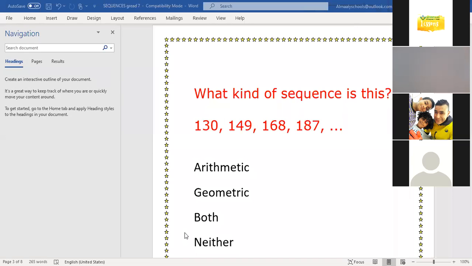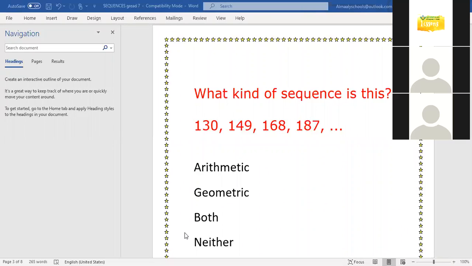Arithmetic. Why arithmetic? Arithmetic. The constant difference is 19. So what is the constant difference between the terms? Who can tell me the constant difference? 19. So 130 plus 19 equals 149. 149 plus 19 equals 168. 168 plus 19 equals 187.